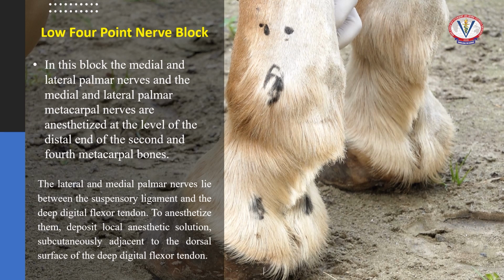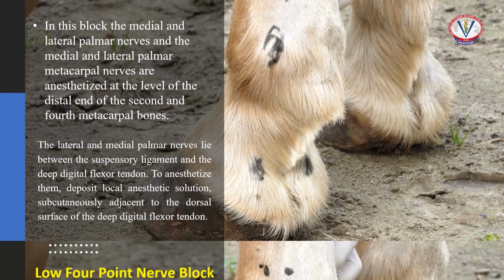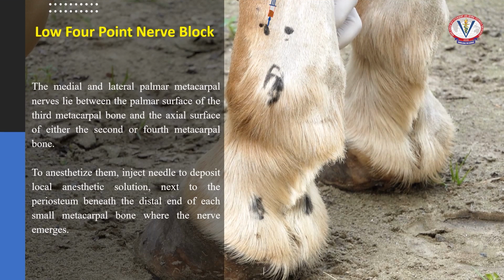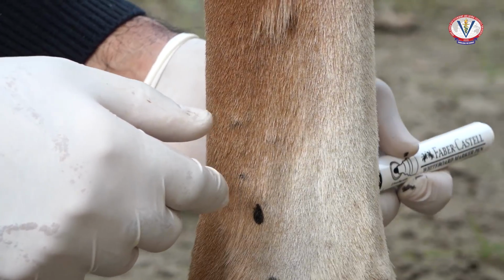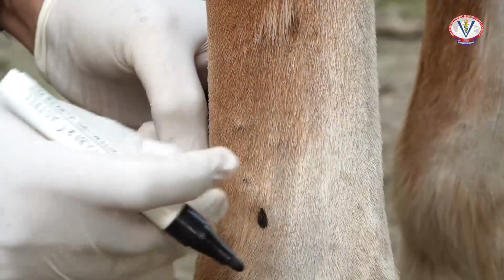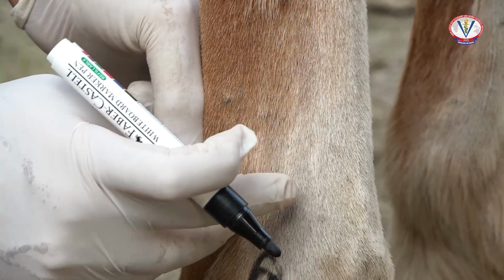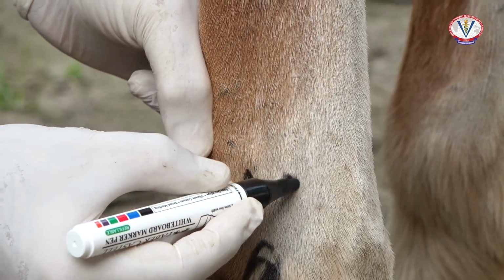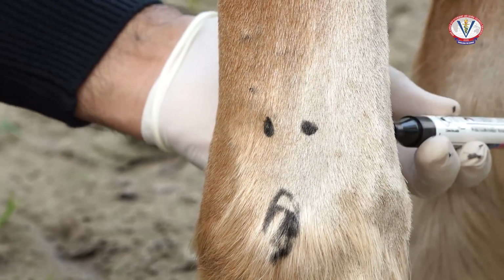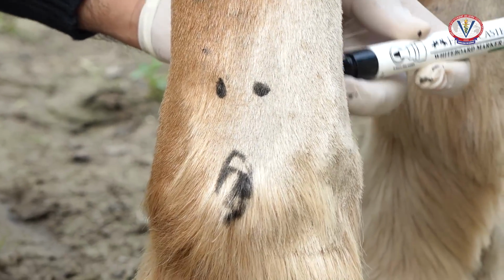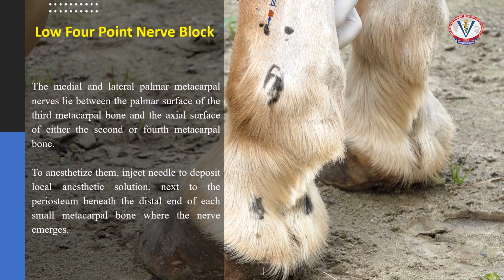To anesthetize them, deposit a local anesthetic solution, usually about 2 ml subcutaneously adjacent to the dorsal surface of the deep digital flexor tendon. The medial and lateral metacarpal nerves lie between the palmar surface of the third metacarpal bone and the axial surface of either the second or fourth metacarpal bone. To anesthetize them, deposit local anesthetic solution beneath the distal end of each metacarpal bone where the nerves emerge.